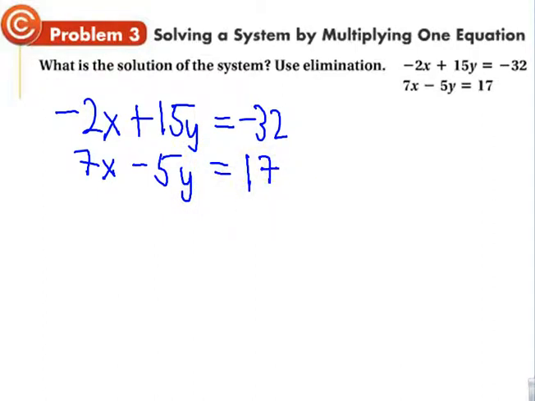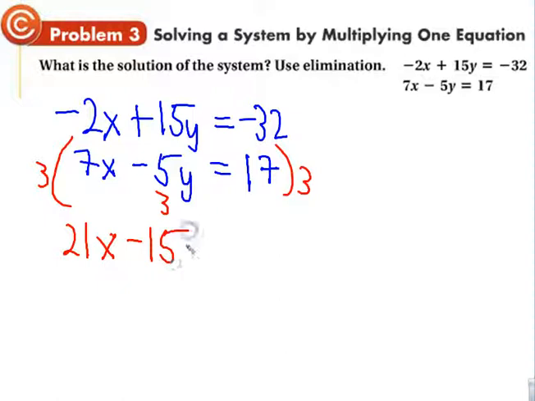Okay. All right. Look which one's easier. Is it going to be easier to multiply x by something to get, or negative 2x to get 7, or 7 times something to get negative 2, or is it going to be easier to do the y's? Well, if we use a little common sense, we think, okay, well, this is negative 5. This is 15, so all I have to do is multiply this by 3. So I'm going to multiply the bottom equation by 3. Everything by 3. Okay. So what that's going to leave me with is 21x minus 15y equals 51.